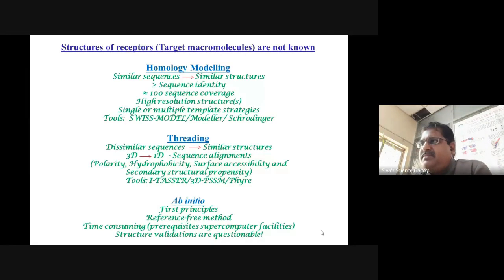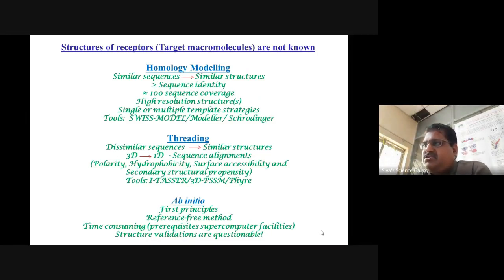Okay, now another method is called threading. The principle of threading is that dissimilar sequences may have similar structures. Surprising? Dissimilar sequences may have similar structures. In this case also, we have to identify the template for the target. But in order to identify the template, instead of comparing the amino acid sequences, we compare the properties of the amino acids in the target as well as the template. I hope you understood. So using the properties, we identify the appropriate template for the target protein. Then using the template, you can predict the three-dimensional structure. This method is called threading or fold recognition.